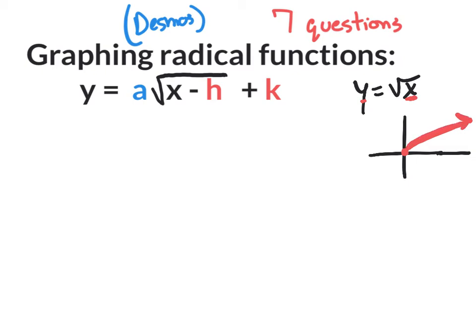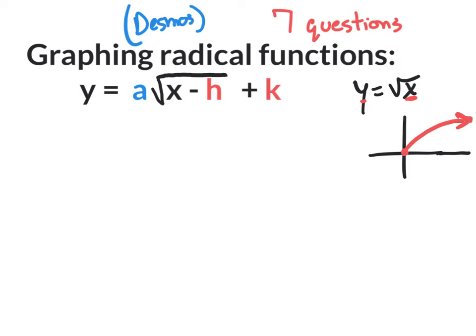It shoots off in one direction. It's not a line, it's a curve. It didn't come out that well. Maybe I should do that a little bit better. It looks like something like that, okay? Anyway, that's the parent graph, and the parent graph will get manipulated by the different values a, h, and k.